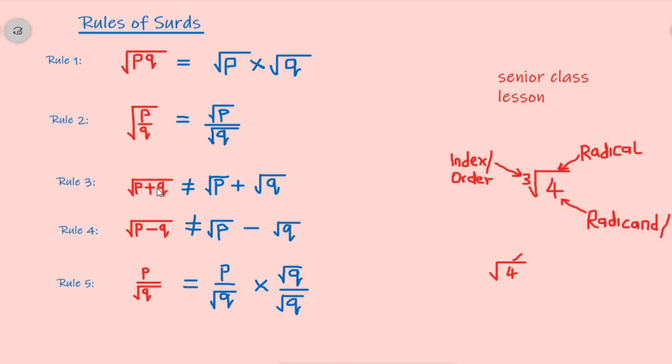So we have P plus Q. This sign means not equal to. This is the meaning of the not equal to sign. So we have P plus Q. Please, I may not be able to tell you the why it is like that.